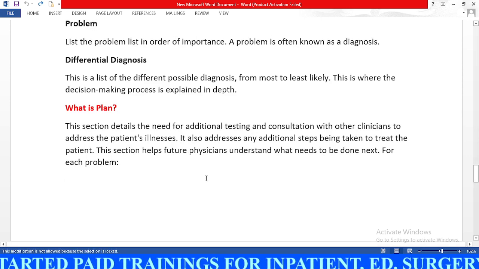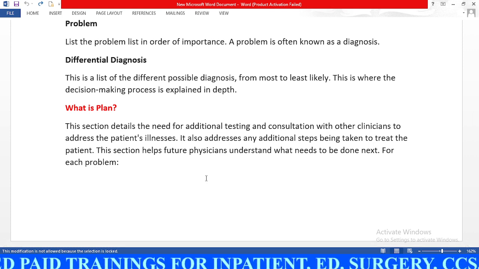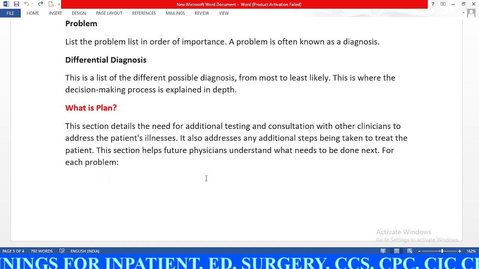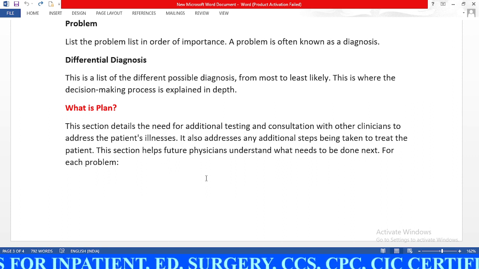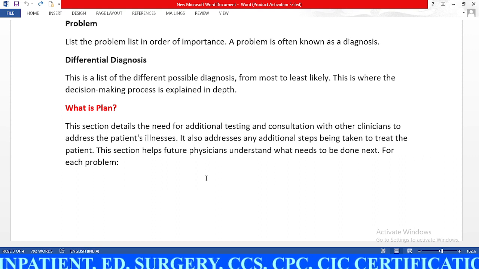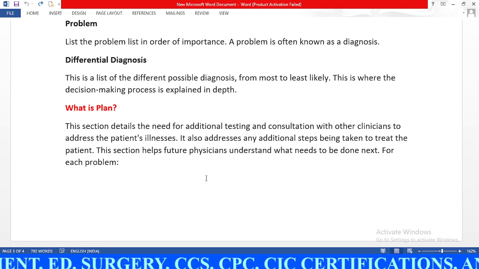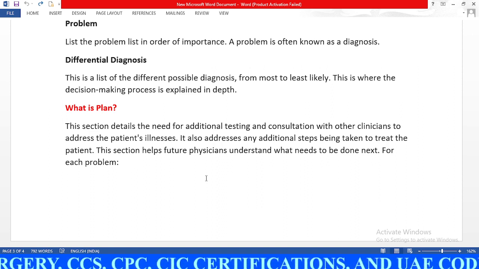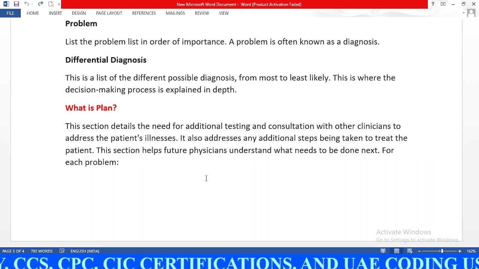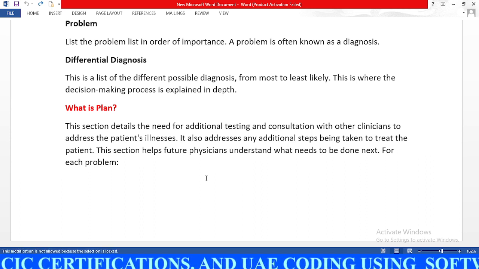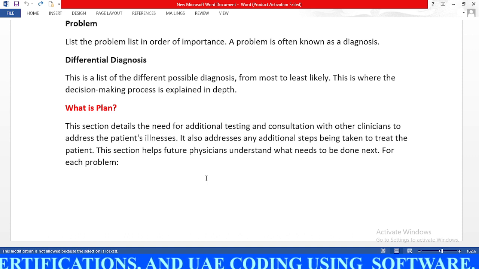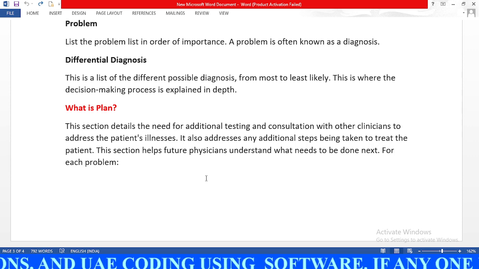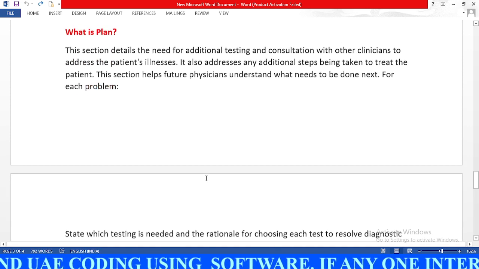Next is plan. So what is plan? The plan section details the need for additional testing and consultation with other clinicians to address the patient's illness. So after completing subjective, objective and assessment, the physician will decide whether the patient needs any additional testing or any consultation with other providers. It also addresses any additional steps being taken to treat the patient. This section helps future physicians understand what needs to be done for each problem.